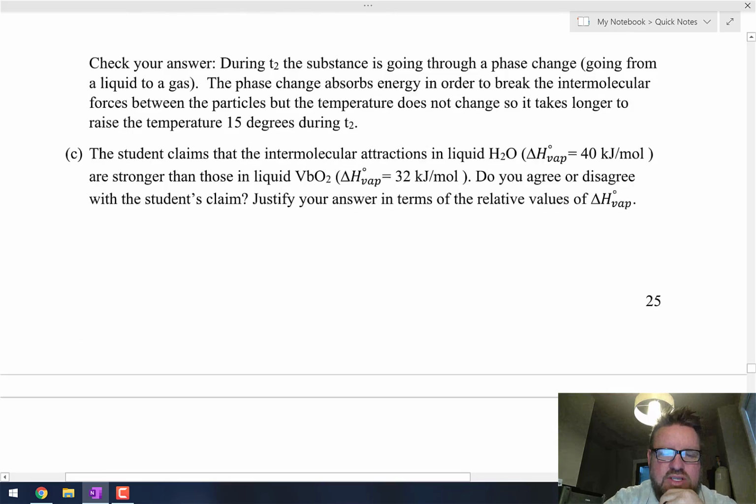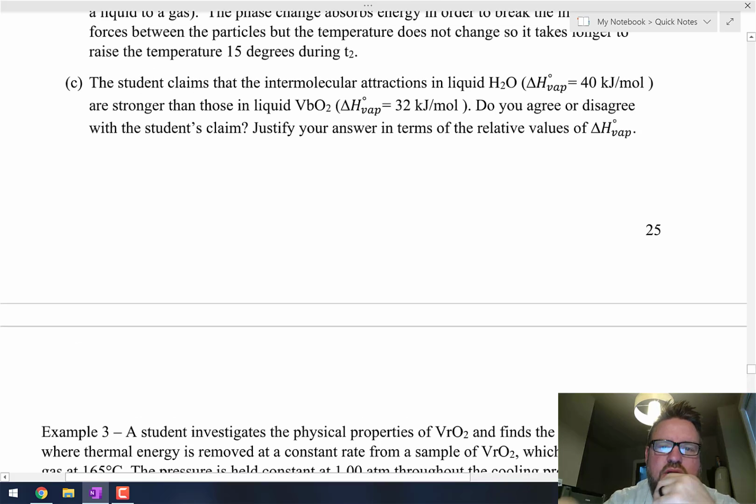Okay, part C says the student claims that the intermolecular attractions in liquid water, so the enthalpy of vaporization is 40, is stronger than those in liquid VBO2. The enthalpy of vaporization is 32. Do you agree or disagree with the student's claim? Justify your answer in terms of the relative values of delta H of vaporization. This is a good intermolecular forces type question.